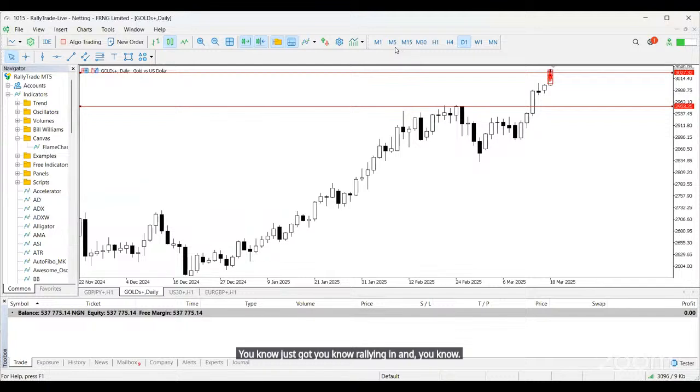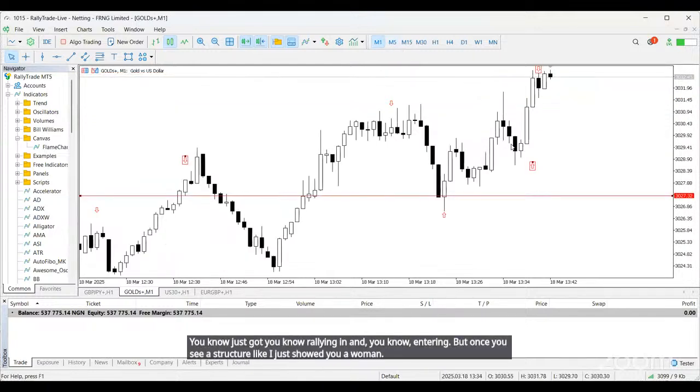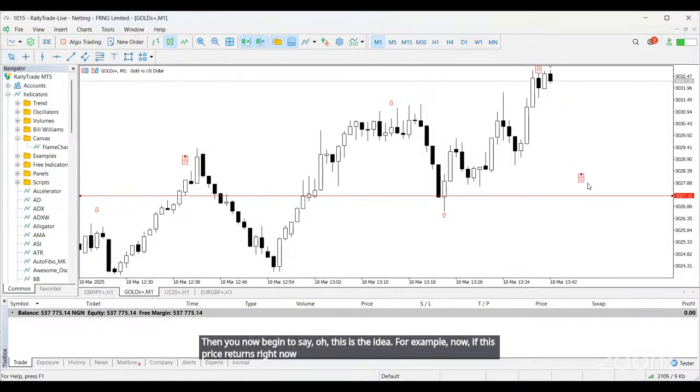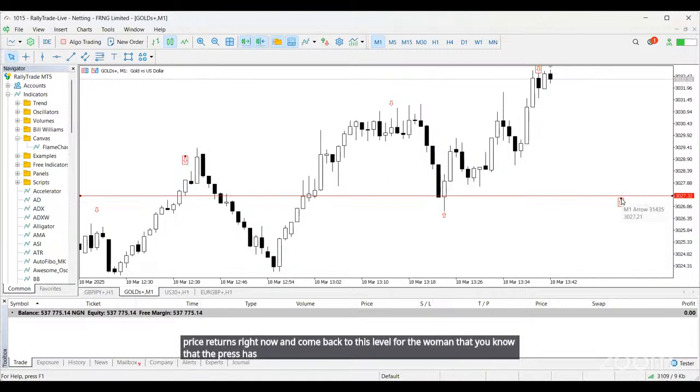But once you see a structure like I just showed you on 1 minute, then you now begin to say, oh, this is the idea. Now, for example, if this price returns right now and comes back to this level on the 1 minute chart, you should know that the price has returned to support. Then you can start buying, because the idea is to buy around support and sell around resistance.